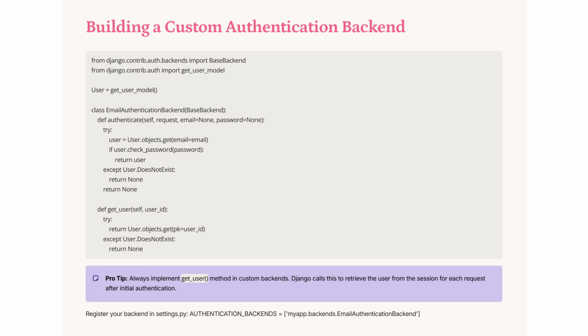To build a custom authentication backend in Django, subclass BaseBackend and implement the authenticate method. Use get_user_model to access the user model. In an email authentication backend, authenticate users by email and password. Always implement get_user to retrieve users from sessions. Register your backend in settings.py under AUTHENTICATION_BACKENDS.